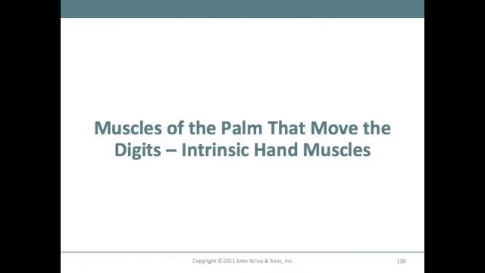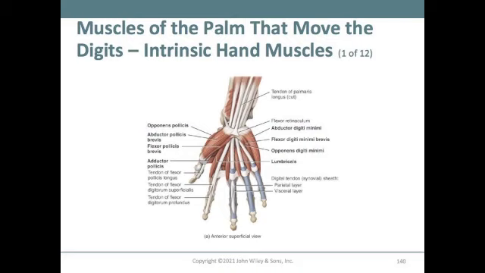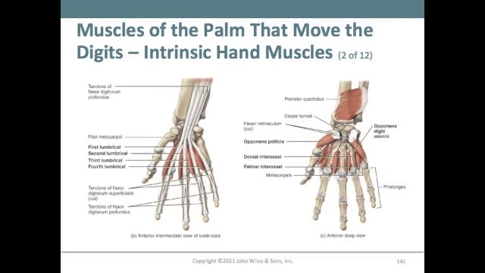Muscles of the palm that move the digits, intrinsic hand muscles. So the intrinsic hand muscles, and this starts on page 391, but these are the muscles that are going to give you those fine motor movements that you have in your hand that are going to allow you to play a violin or write a paper, write with your hand, or type even. But you can see there, figure 11.18 on page 393. Same figure there.